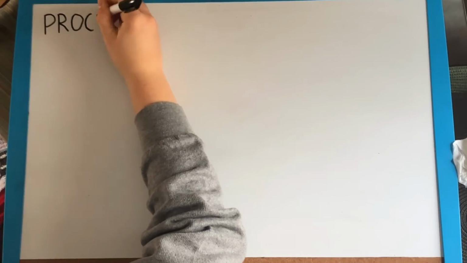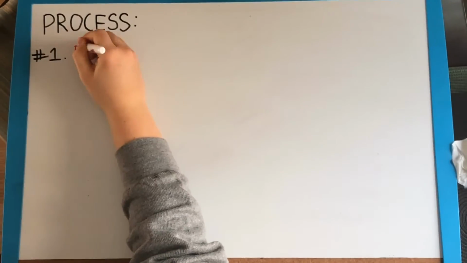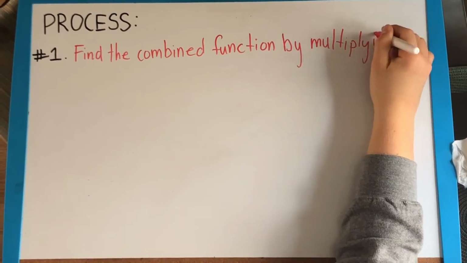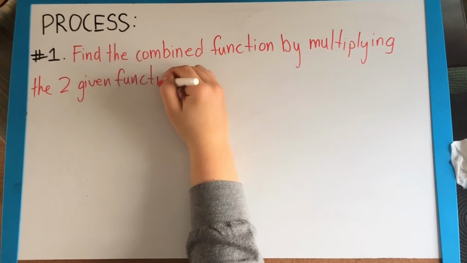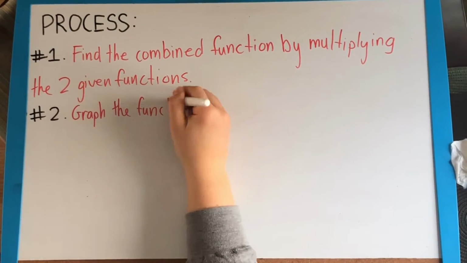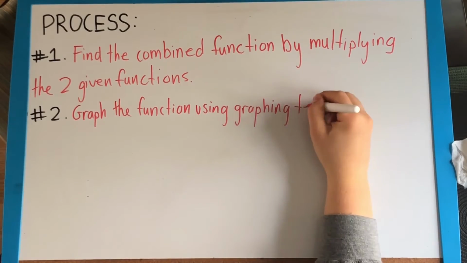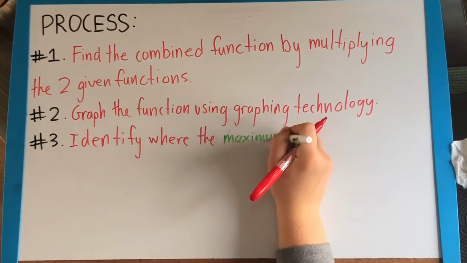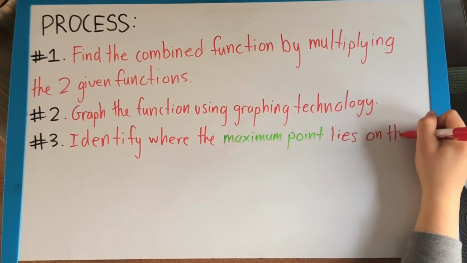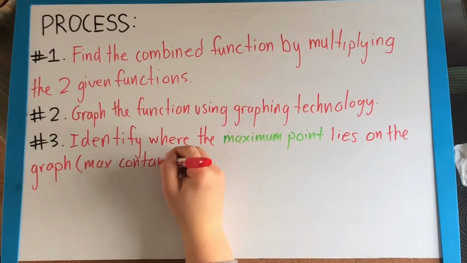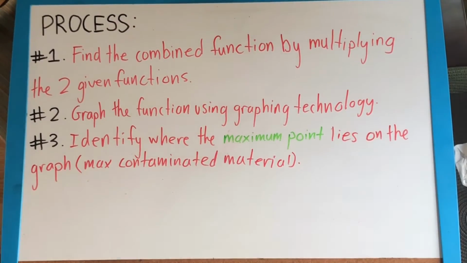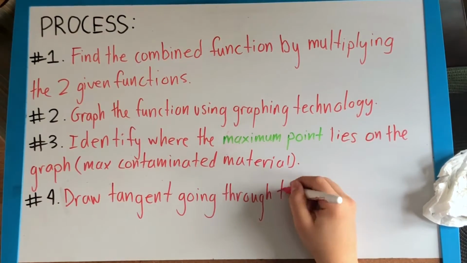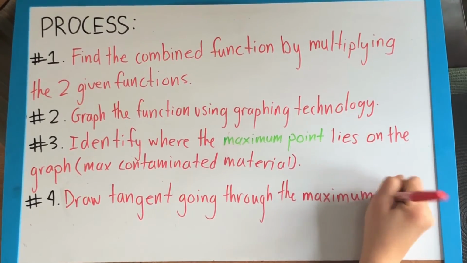In order to complete this problem, we will need to follow 4 simple steps. Number 1 is going to be finding the combined function by multiplying our two given functions together. Number 2 will be actually graphing the function using graphing technology. Number 3 will be identifying where the maximum point lies on the graph. This will be where the amount of contaminated material is at its greatest. Number 4 will be drawing a tangent through the maximum point and calculating IROC at that point in order to verify our final answer.